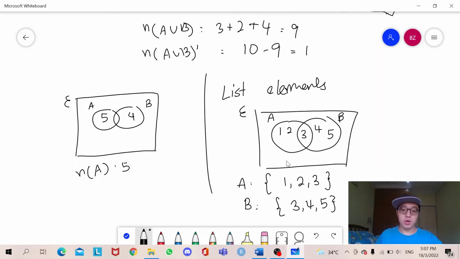This is actually a wrong representation because this is referring to number of elements. So you can say the number of elements of A is 12 plus 3, which is 15, and that's totally wrong. So if you are to represent elements, you need to add a little dot in front of here, right? So dot 1, dot 2, dot 3, dot 4, and dot 5. So this is how you differentiate between number of elements and listing the elements. So this is a very small thing that you need to take note of.